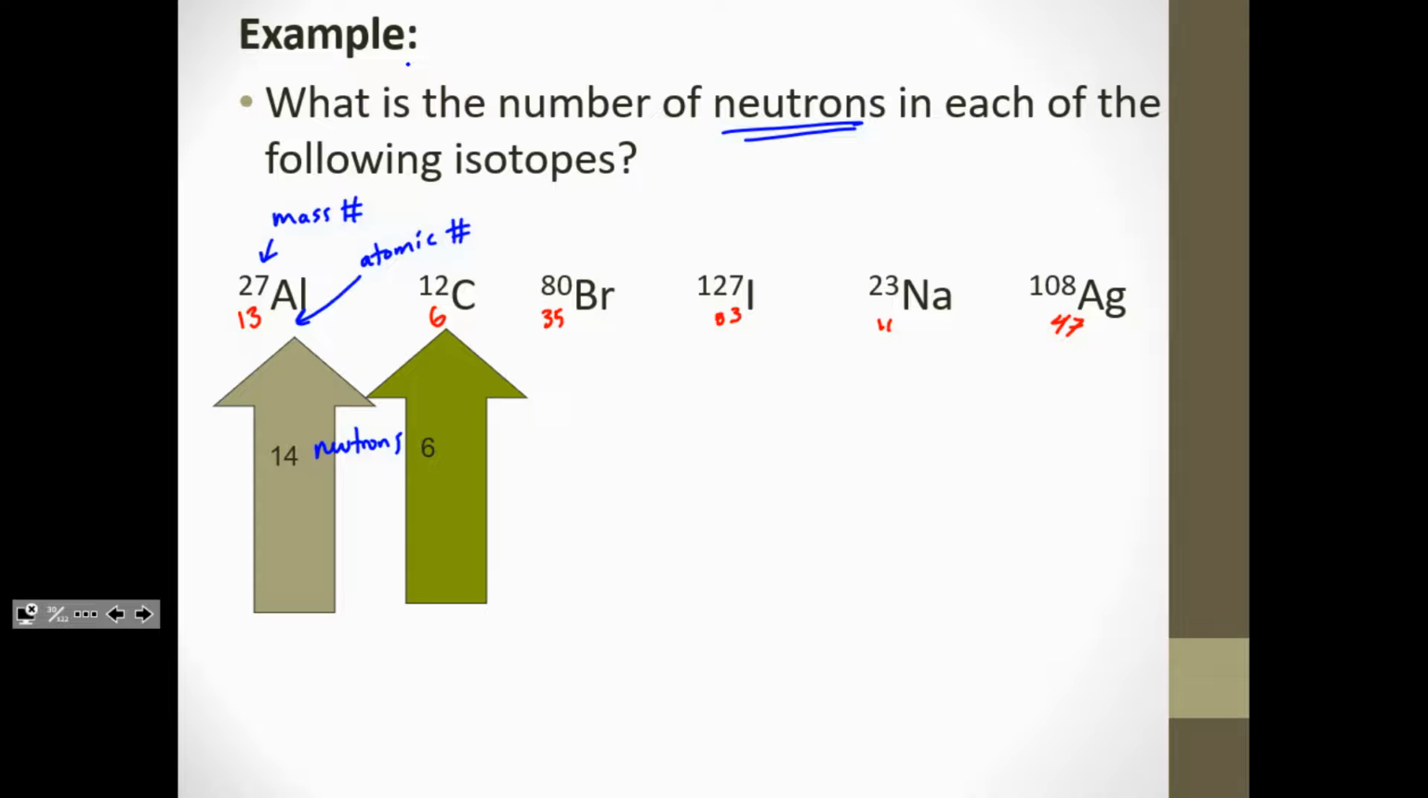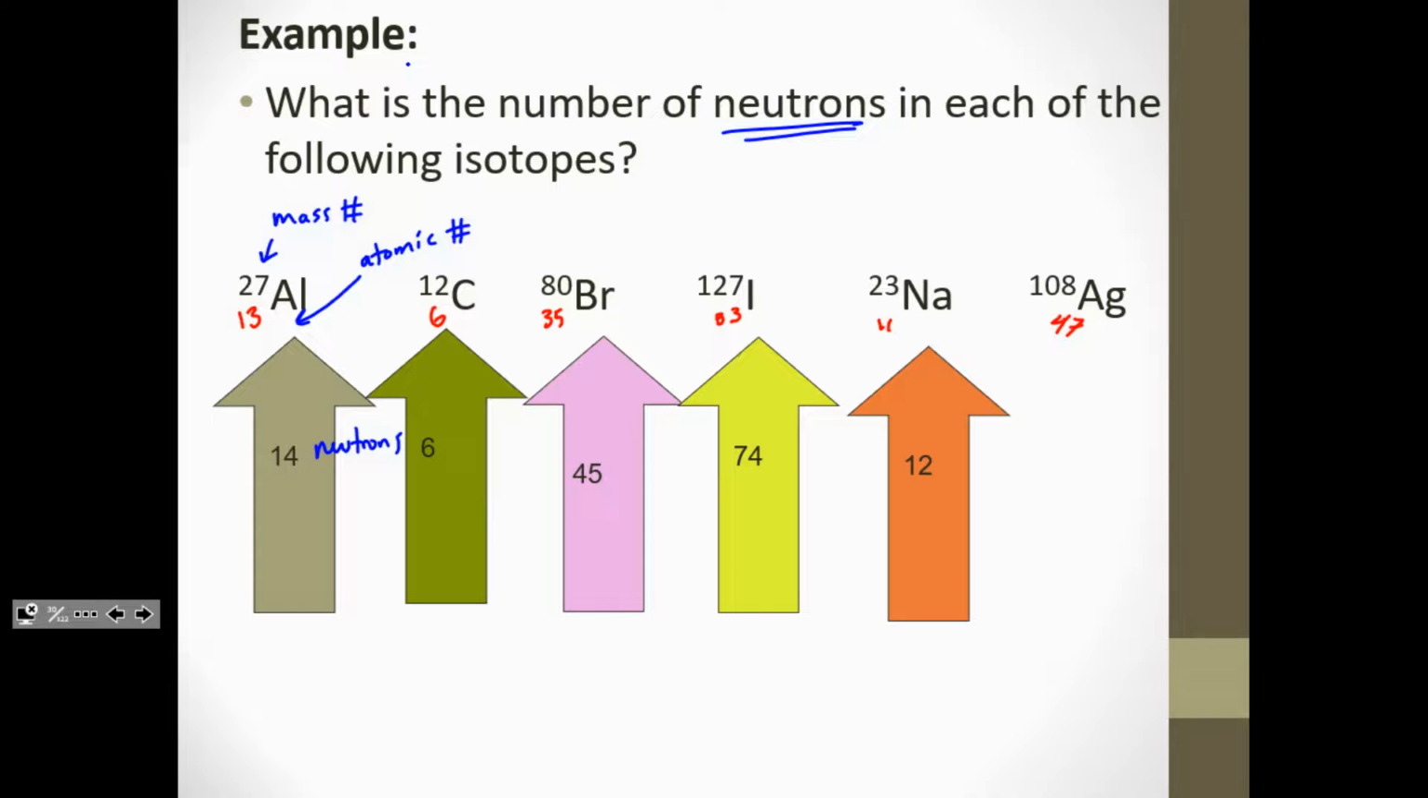So 12 minus 6 is 6. 80 minus 35 is 45. 127 minus 53 is 74. And 23 minus 11 is 12. 108 minus 47 is 61.